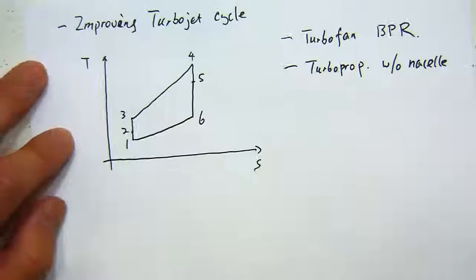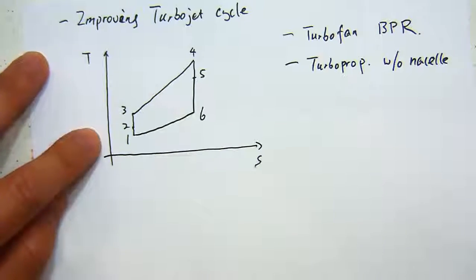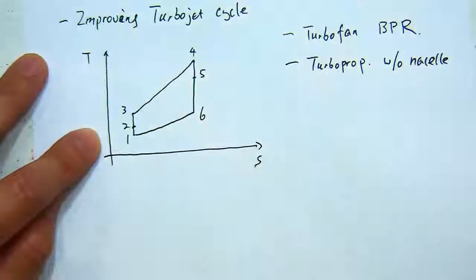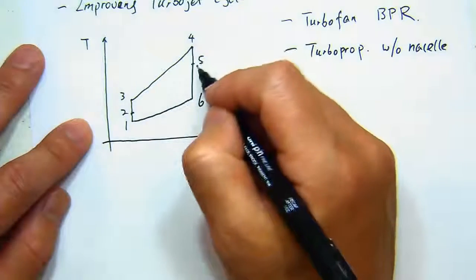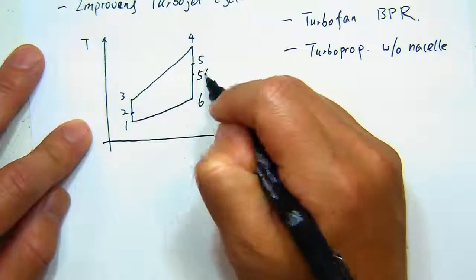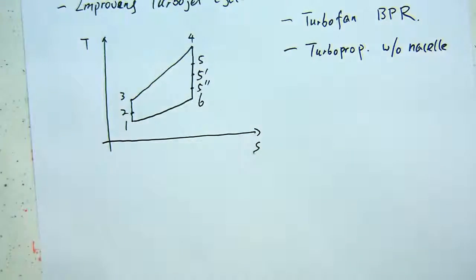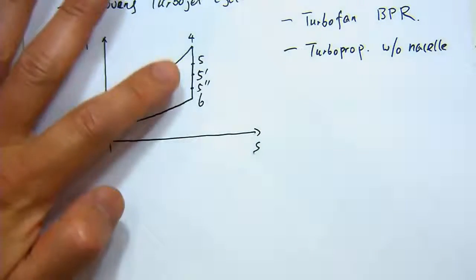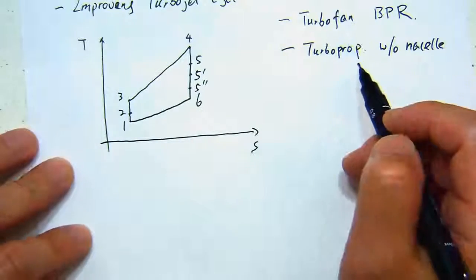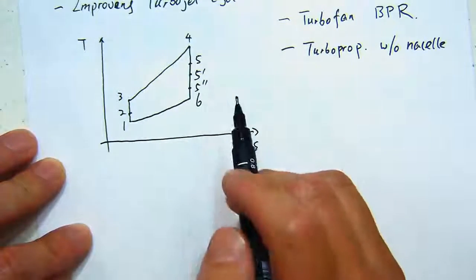So in terms of the TS diagram, if we have the basic turbojet cycle, where state 5 is a turbojet, I have the 5 prime and the 5 double prime. If I call one a turbofan and the other a turboprop, which case is more like the turbofan and which is more like the turboprop?